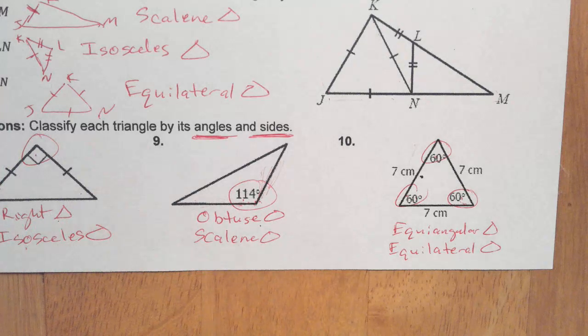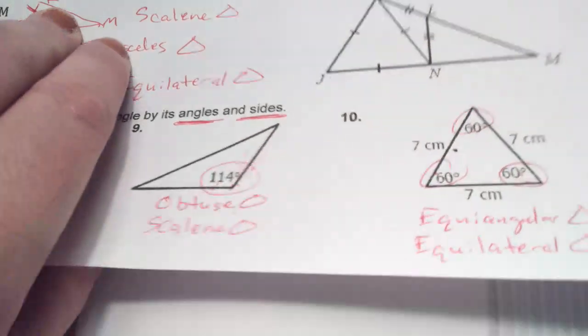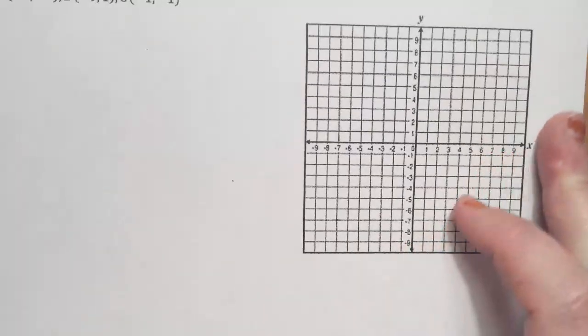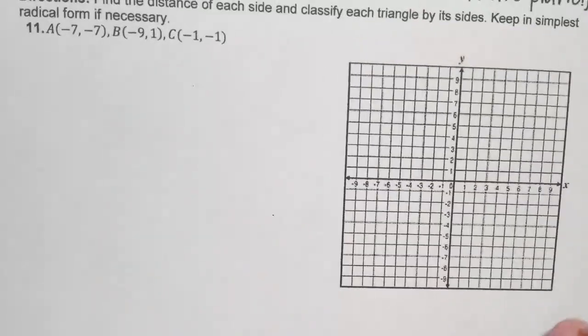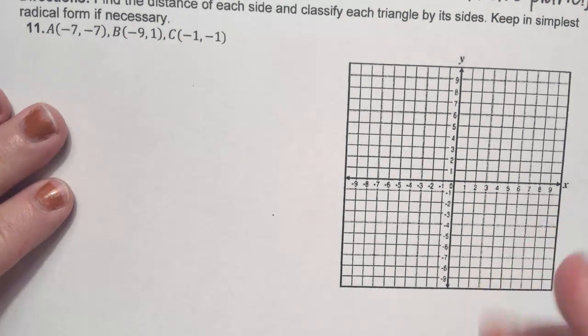Okay, we have one more page to go. Okay, let's look at page 4. All right, so looking at page 4. Okay, so what we're going to do is we're going to draw these triangles. All right, so let's plot it.